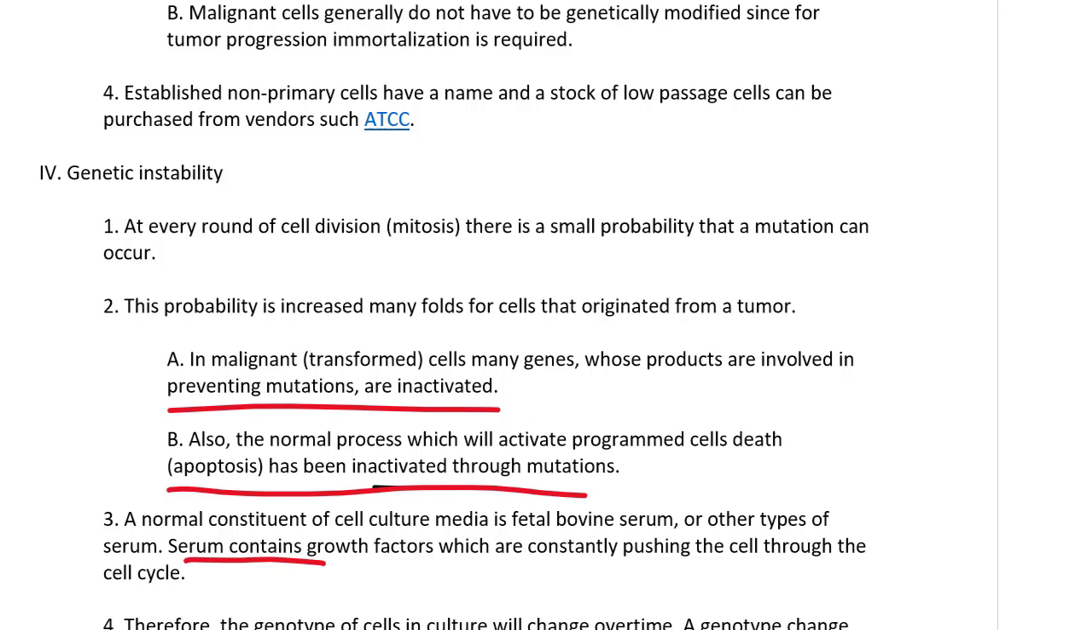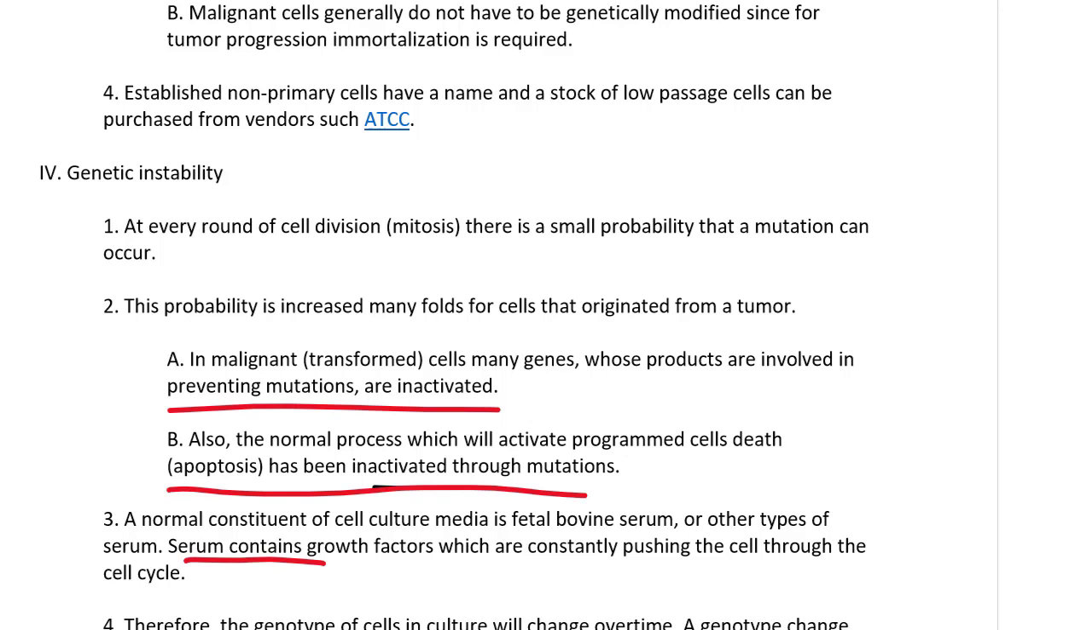Established non-primary cells have a name, and a stock of low-passage cells can be purchased from vendors such as ATCC. So all cell lines have a certain name, and there are cell lines that people normally work with that are well known, depending on the origin of the cell line. They have names associated with them. So people will know, for example, if I say I'm using BHK cells, which are the cell types you were going to use in lab this semester, they're baby hamster kidney cells.